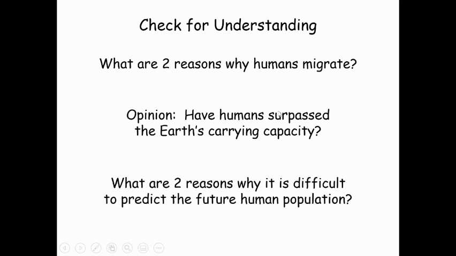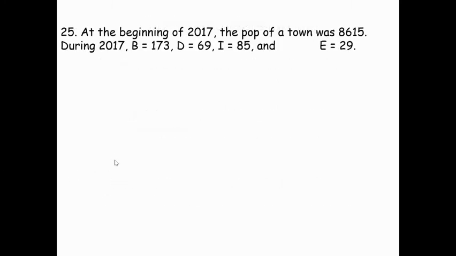2 reasons why it's difficult to predict human future population. You might want to take a look at number 24. Yeah, so data unreliability, different ways to use the data, different types of calculations, lots of assumptions about what fertility is going to look like in the coming decades. There are a lot of variables that are hard to predict. All right, on to some math.